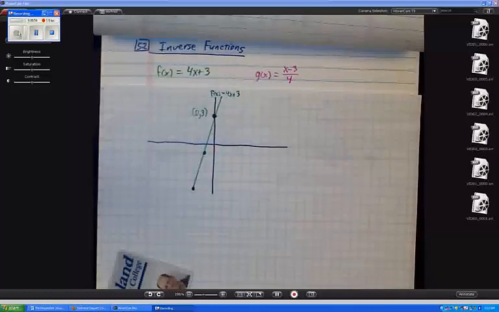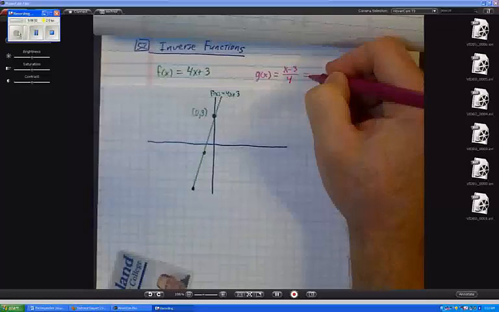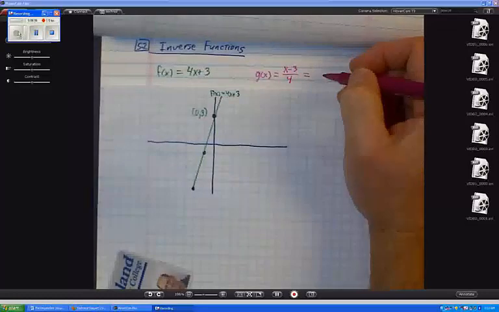Okay? We also want to graph g of x, guys. I said we should rewrite it. Were you guys able to do that? How would you rewrite g of x if you want to graph it? Augusto?